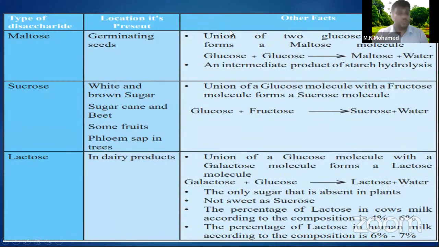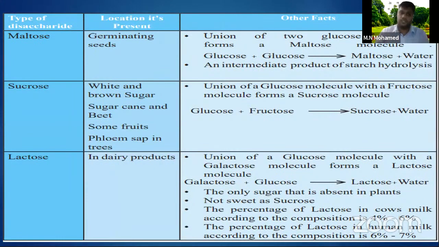What are the monosaccharides? Glucose plus glucose forms maltose. Where is maltose? You can observe it in germinating seeds. We always remember glucose plus glucose forms maltose. Sucrose is very famous. White and brown sugar all contain sucrose, and also sugar cane and beet. Fructose is a monosaccharide, glucose is a monosaccharide. Glucose plus glucose forms maltose. Glucose plus fructose forms sucrose.